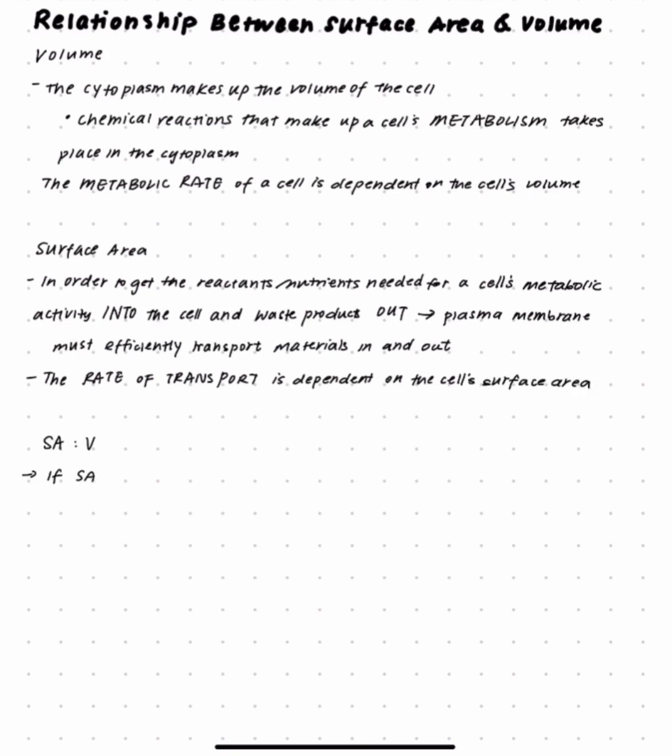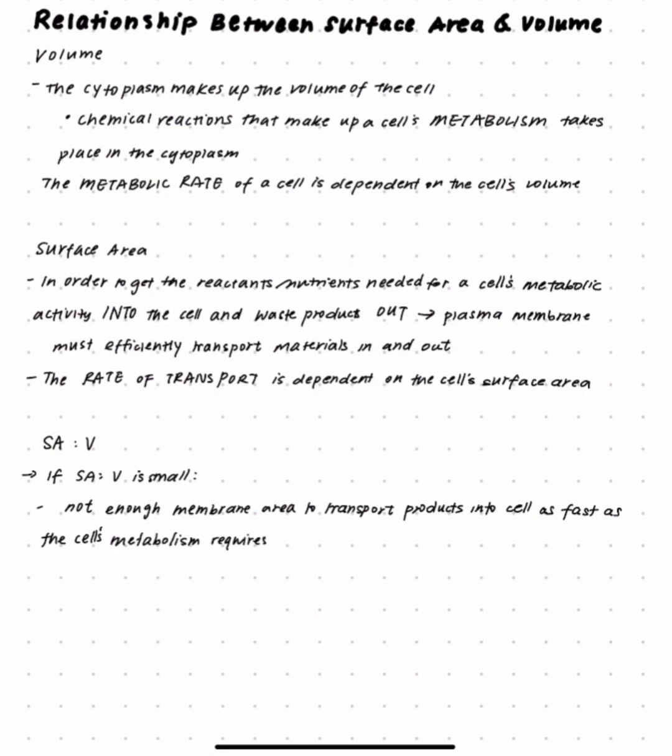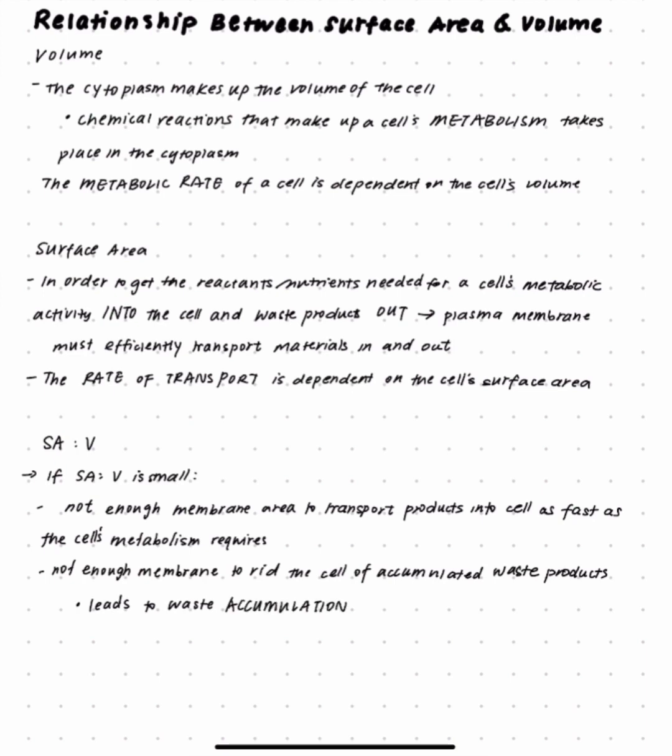So if the surface area to volume ratio of a cell is too small, then there is not enough membrane area to transport the required reactants and nutrients into the cell as fast as they are needed. Nor is there enough membrane to rid the cell of waste that has accumulated within the cell. In addition, if the surface area to volume ratio is too small, the cell may overheat, as the cell cannot lose heat over its surface as quickly as it is produced by metabolism.